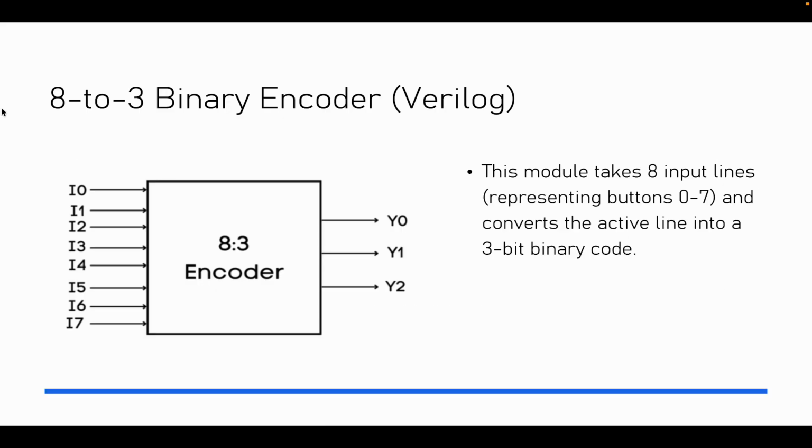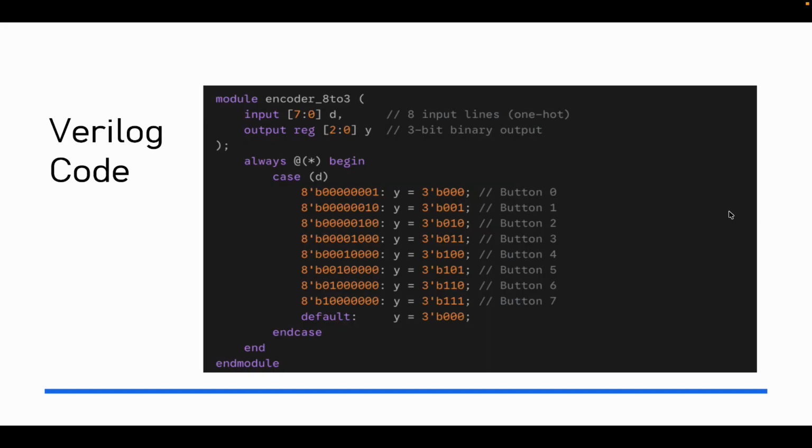We'll see how this works now. This is your 8:3 binary encoder. Here you have 8 inputs and based on that we'll get a 3-bit binary output. This is what is written here. Let us see how it works now.